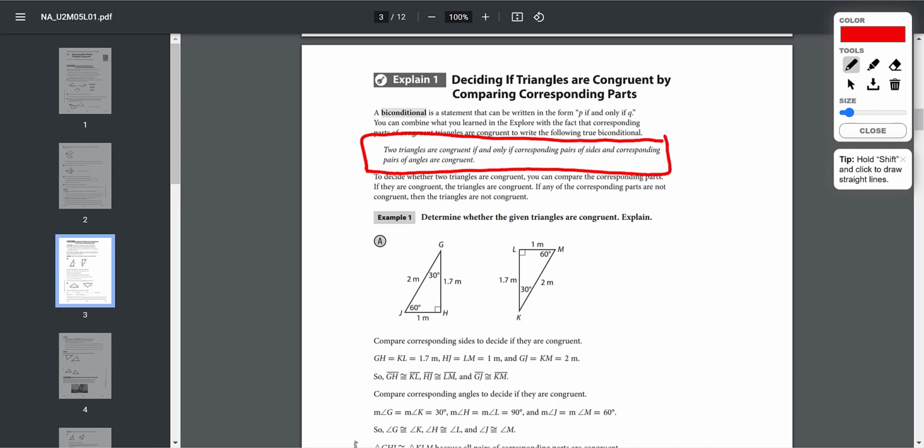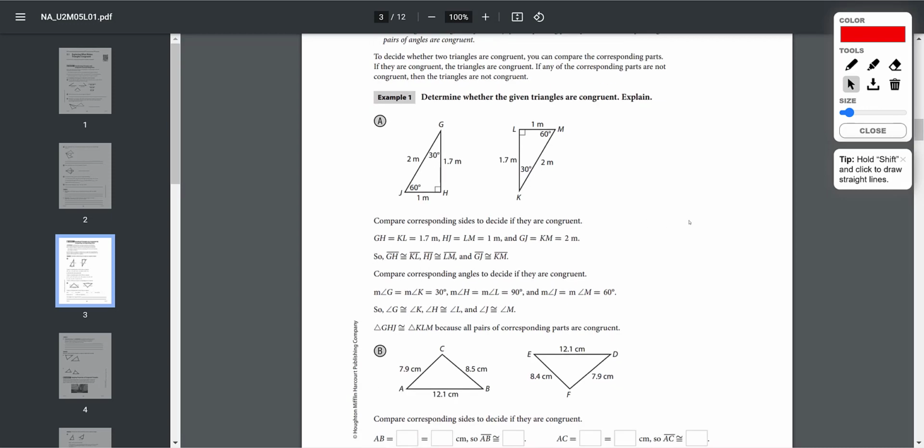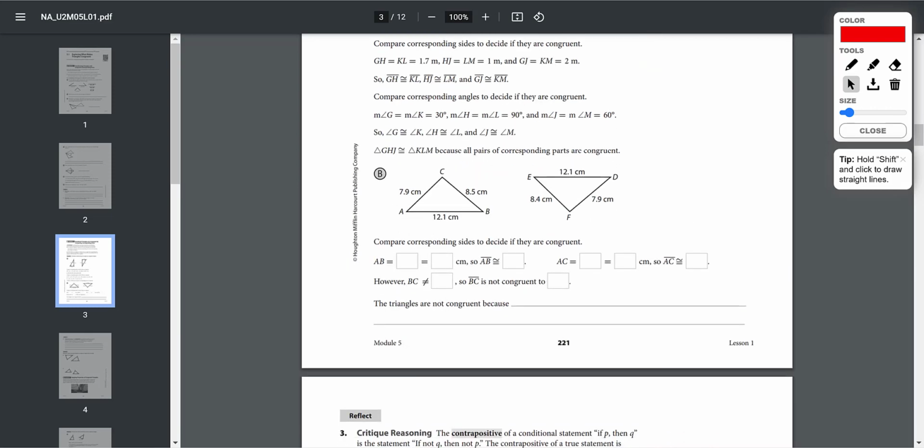All right, so example 1A, you should have seen that those two triangles are congruent. And again, that's because all of the interior angles are congruent and all of the side lengths of each triangle are the same. So we're going to look at example 1B and do the same thing. Determine if these two triangles are congruent. The first triangle is triangle ACB, and the second triangle is triangle EFD. The directions say compare corresponding sides first to decide if they are congruent.